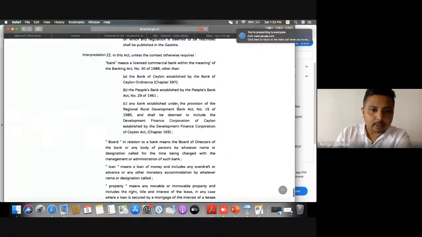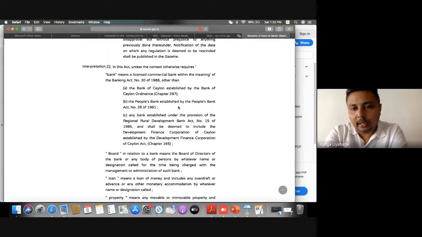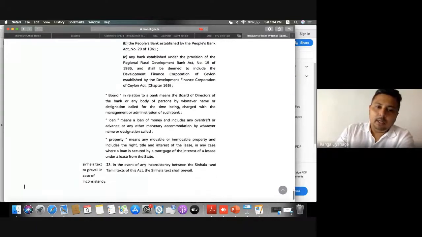Now, when you turn to section 2, we covered a little bit on this. A bank means a licensed commercial bank within the meaning of the Banking Act, other than the BOC, People's Bank, any bank established under the Regional Rural Development Bank Act, and shall be deemed to include the Development Finance Corporation of Ceylon, right? So they have their own acts in place to ensure that they also have parate rights under their own respective laws which they have incorporated.